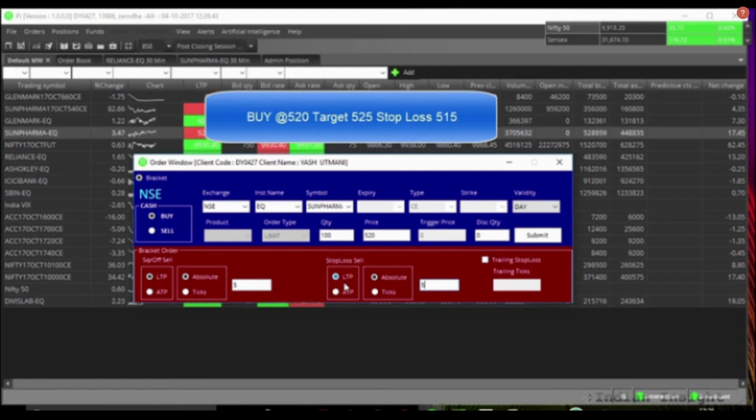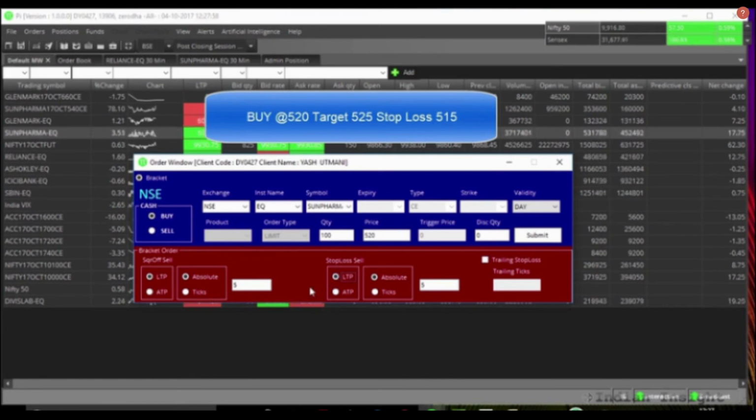This parameter is shown as LTP and ATP here. If you mention LTP, what happens is once your stop loss price is hit, then your broker will get you out of your trade at the best possible price. So for example, in this case, the stop loss is 515, so the broker will get me out of the trade once the stop loss is triggered. So let's say if prices go to 514 suddenly, then the broker will still get me out at 514 if it is not able to get me fills at 515.